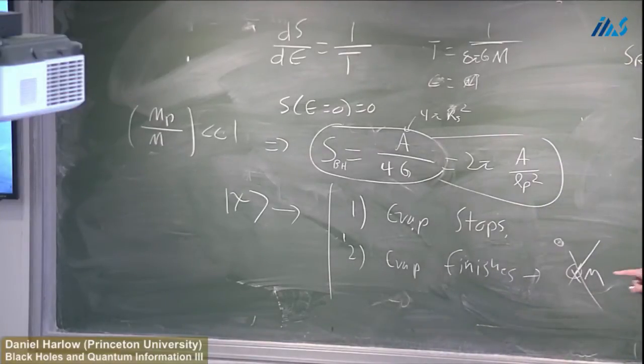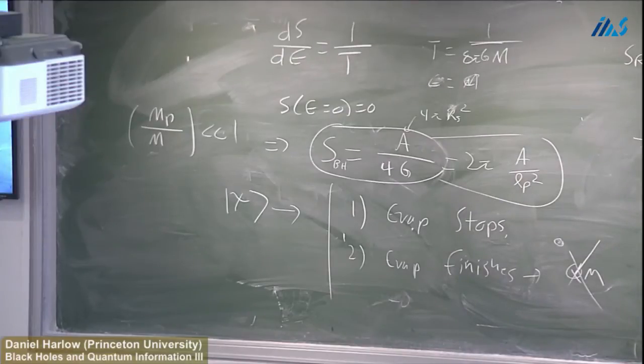So if you think the evaporation finishes, and you think that this description of the quantum state of the evaporation is correct, then you've accepted that quantum mechanics is wrong, because we've constructed an isolated system where a pure state evolves to a mixed state. Okay? And that's terrible.